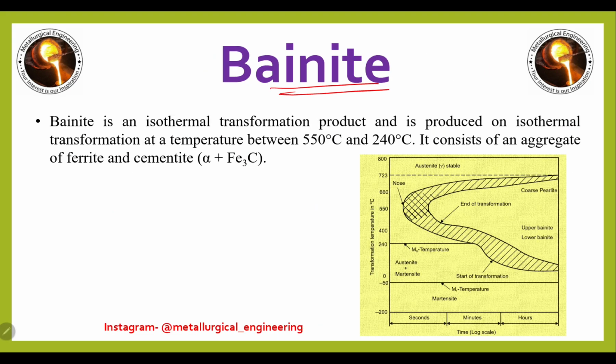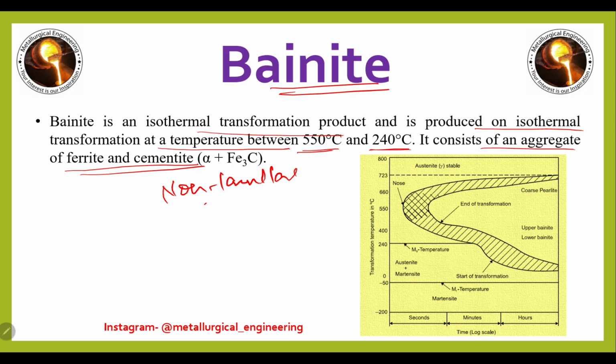Next is bainite. Bainite is an isothermal transformation product and is produced on isothermal transformation at temperatures between 550 degrees centigrade and 240 degrees centigrade. It consists of an aggregate of ferrite and cementite once again, but this is non-lamellar. The difference between bainite and pearlite: when austenite is cooled rapidly past the nose of the C curve, this is the transformation temperature versus time. So this is the C curve.